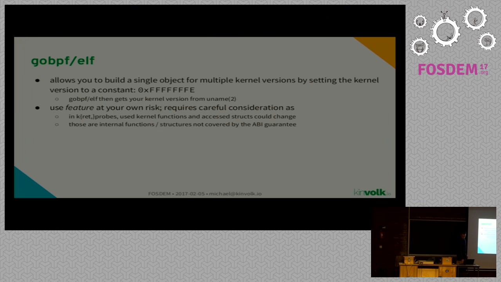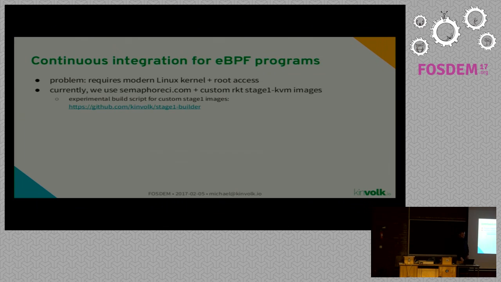And one last word, continuous integration is also tricky. You need root access, you need a modern kernel, you often don't have that, so if you ever need to test Linux kernel features, have a look at the Stage 1 Builder project. Here we use Rocket with a custom Stage 1 image, which allows us to test any workloads on CI systems.